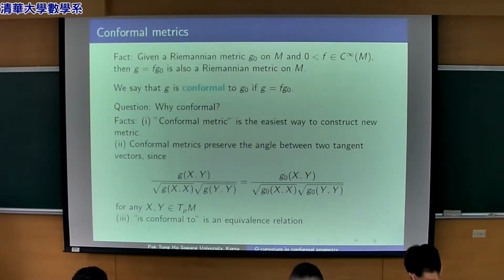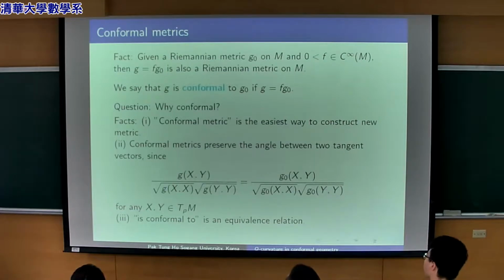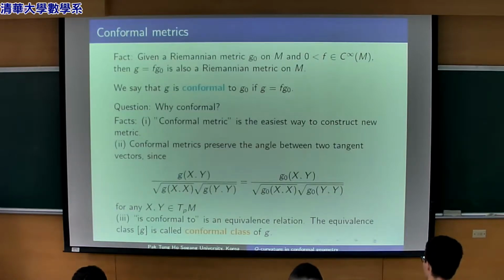And the third one is, in fact, that being conformal is an equivalence relation. Once again, you just check. g is conformal to g itself if you take f equals 1. Reflexive. If g is conformal to g naught, then you just multiply by f inverse on both sides, so it is symmetric. Transitive is also pretty easy. So in fact, this is an equivalence relation, and therefore you can talk about the equivalence class, and the equivalence class is exactly called the conformal class.